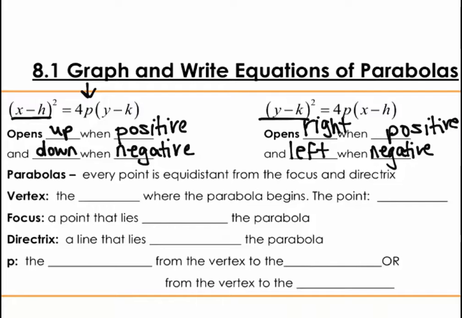So a parabola is every point is equidistant from the focus and directrix. Now you've never heard about a focus and a directrix, so we'll talk about those in just 1 second. The vertex is the point where the parabola begins. So you know what a vertex is, you know what it looks like.